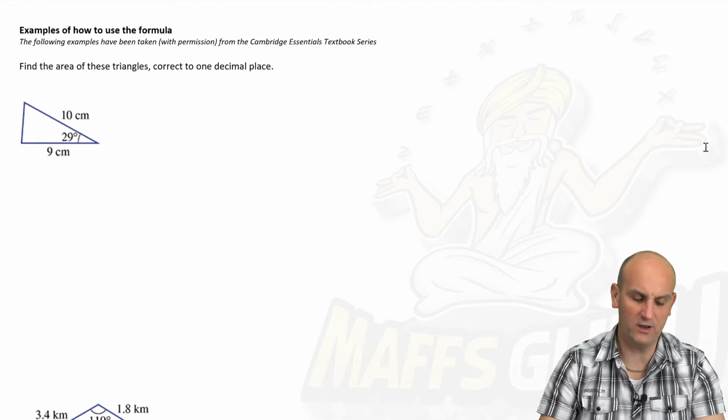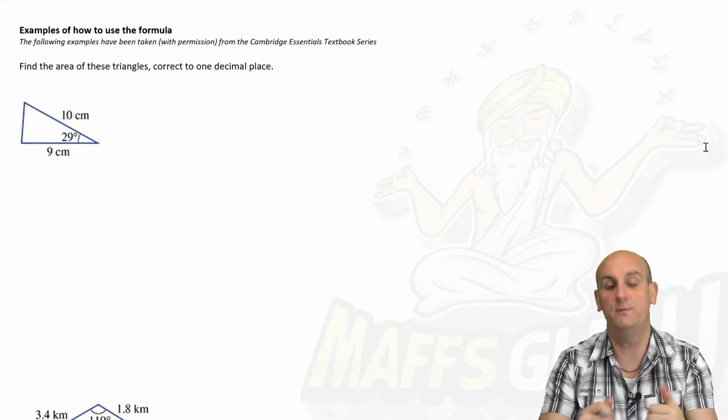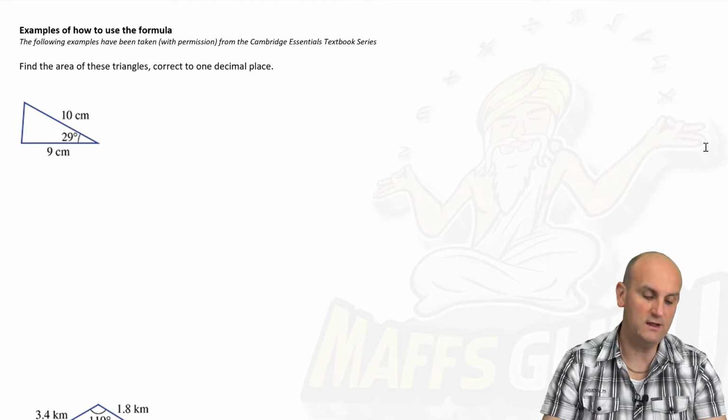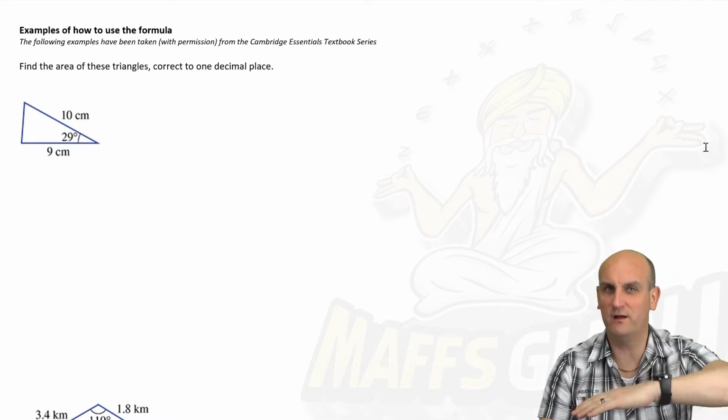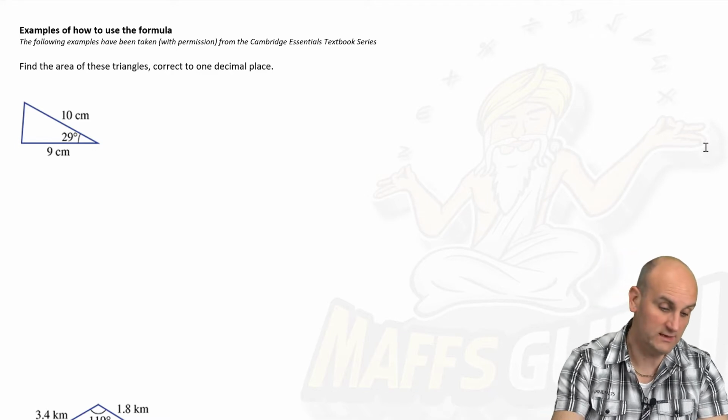Find the area of these triangles correct to 1 decimal place, taken from the Cambridge Essentials textbook series. With permission, thank you very much. Find the area of the triangle. Have we given a base and a height connected by a right angle? Nope. Have we been given 2 sides and an included angle? Oh yes. So in which case, let's just do that.